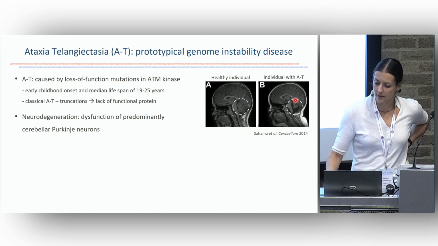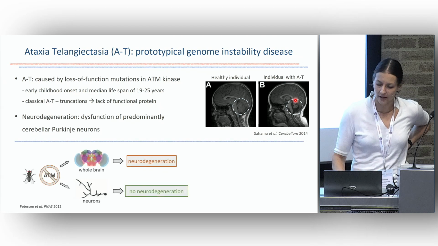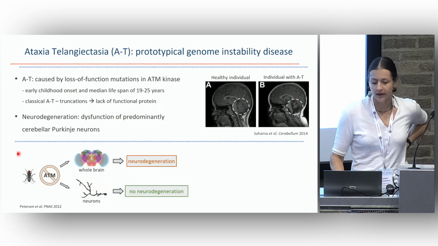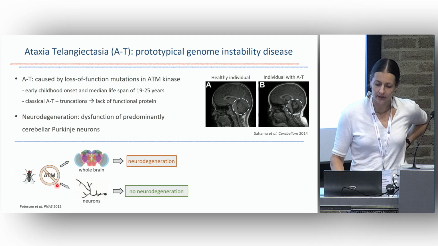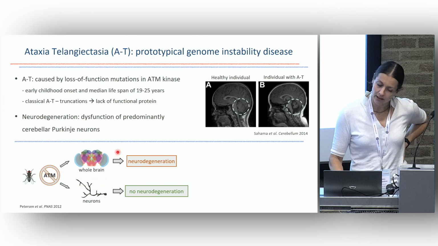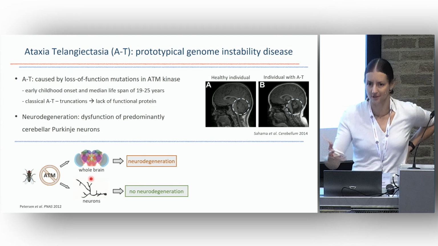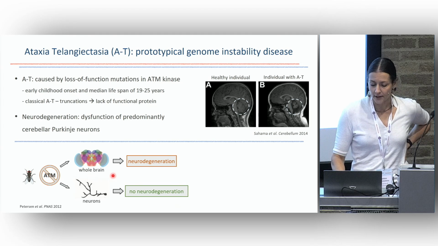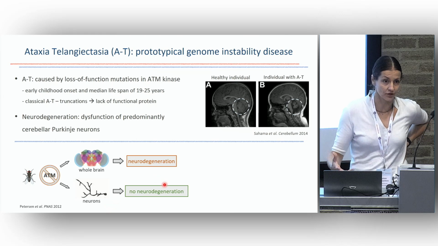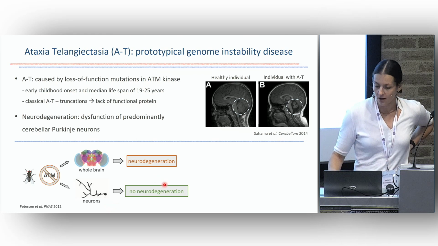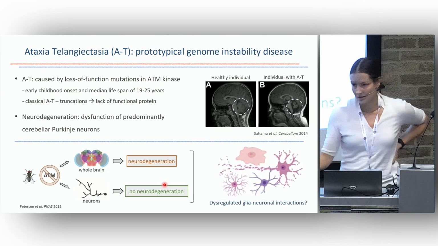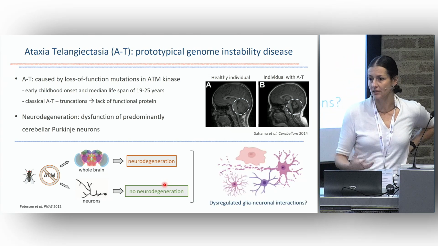Now, the fascinating thing about ATM loss from a molecular perspective is this, and here I'm giving you an example from the Wasserman lab, a Drosophila model of AT, whereby they knock down ATM in the whole brain and observe a typical neurodegenerative phenotype, well, as typical as you can get in a fly. And if they knock down ATM in neurons alone, then there is actually no neurodegenerative phenotype. And this is the first sign that non-neuronal cell types play a role in disease development.